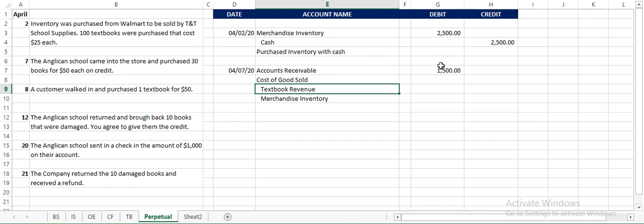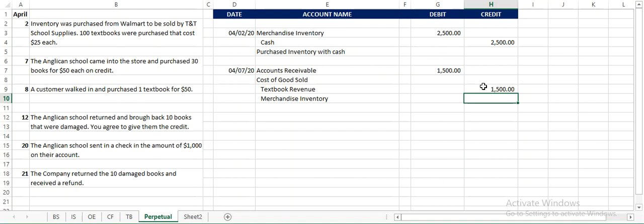And so the credit is going to be for 1,500 to textbook revenue, because that's the value of the sale that we made. That's the value of the revenue. And so we're increasing our revenue because we're saying we sold $1,500 worth of books.